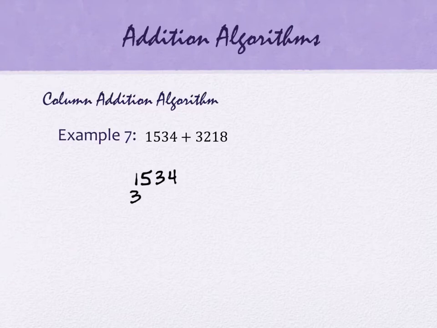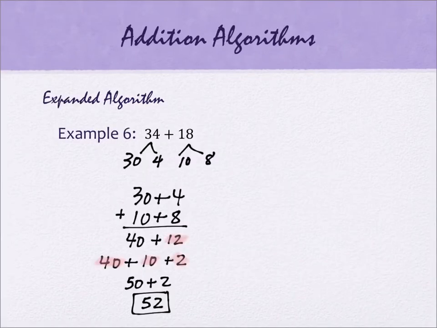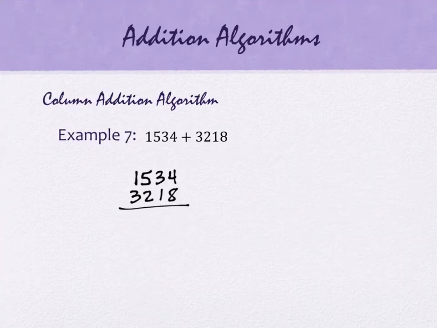We've got 1,534 and 3,218, and I am writing them sort of as a vertical addition problem. And I can move from left to right. So what I'm really doing is I'm adding the 1 and the 3 together, much like I added the 4 and the 3 and the 1 together here, the 30 and the 10. I'm just not writing it out.